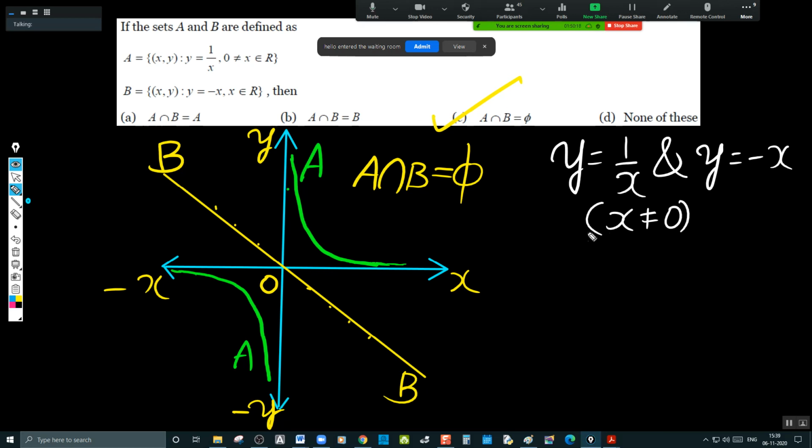Okay? Now, here, y is equal to 1 by x, y is equal to minus x. Come on, replace y now. Respond. I'm not writing because you're not responding.